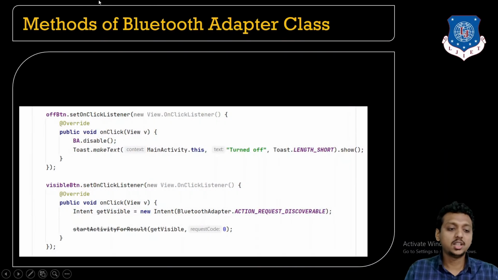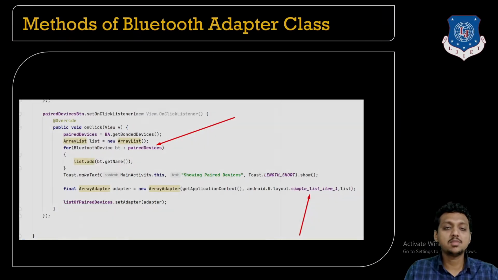On the other hand, when you click on the off button the Bluetooth will be disabled. The visible button makes the device visible for some amount of time, and it becomes discoverable for every other device. And the main thing that we are going to show is the paired devices. Paired devices are the bonded devices we have, which we store inside the paired devices set and make visible using the adapter class. This is the array adapter, and by showing it inside the list item we can display it.